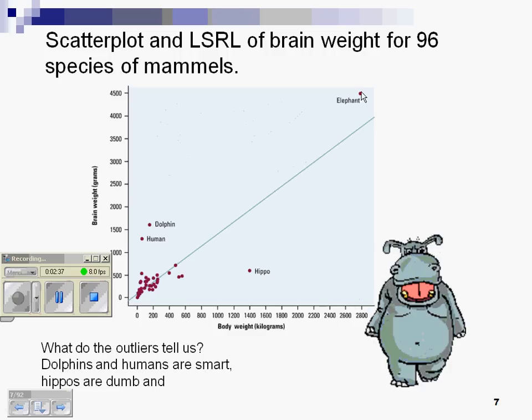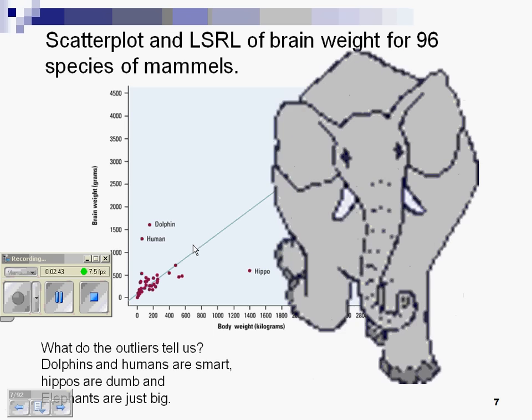And finally, we have elephants. They have big bodies and also big brains. So elephants are just big.